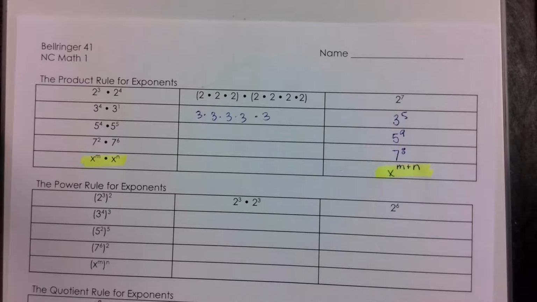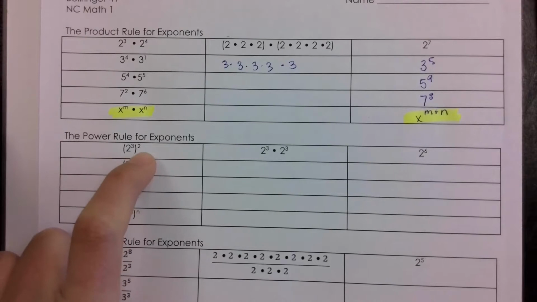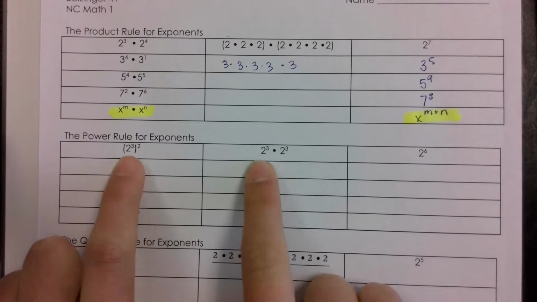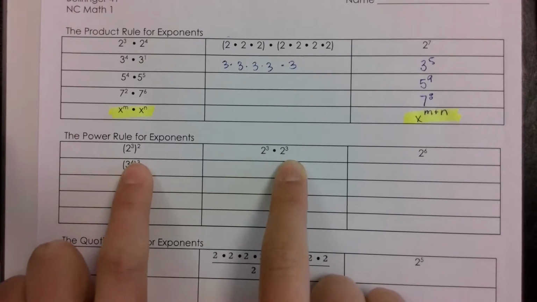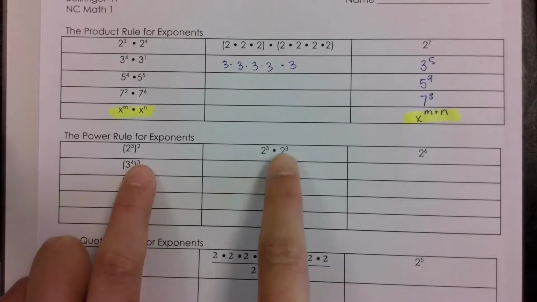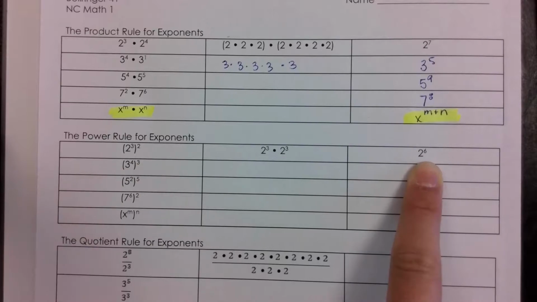Looking at the next one, they've got 2 to the third, squared. Now when you square something, what does that mean? Multiply by itself. So that's why they wrote 2 to the third twice. Now we know from before, if you've got the same bases and you're multiplying, what do you do with your exponents? Add them. So 3 plus 3 gave us 6. So that's how they did that one. Is that okay? Let's try the next one.